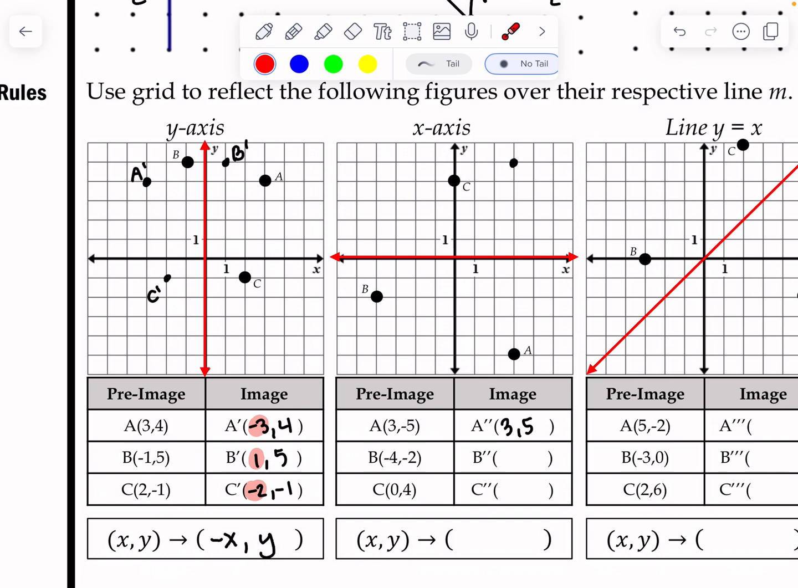Next one, B is -4, -2. So right over here, it's 2 below, so it's now 2 above. B prime is -4, +2, and 0, 4 is now 0, -4. Okay. You don't have to do this, but maybe this makes more sense. If we were to connect our pre-image points, maybe we can see how the reflection is happening.